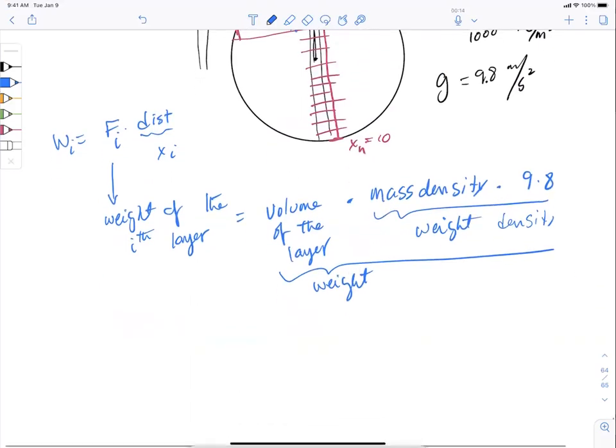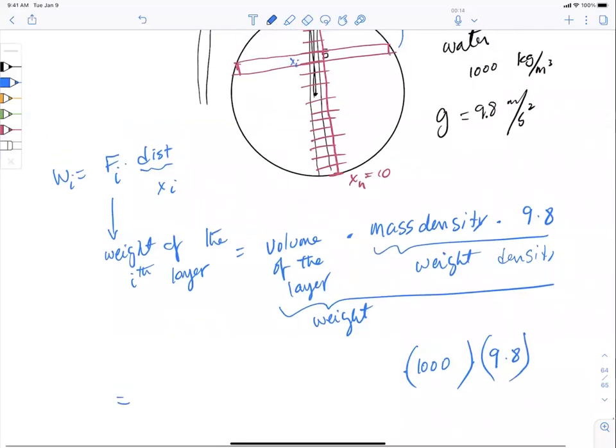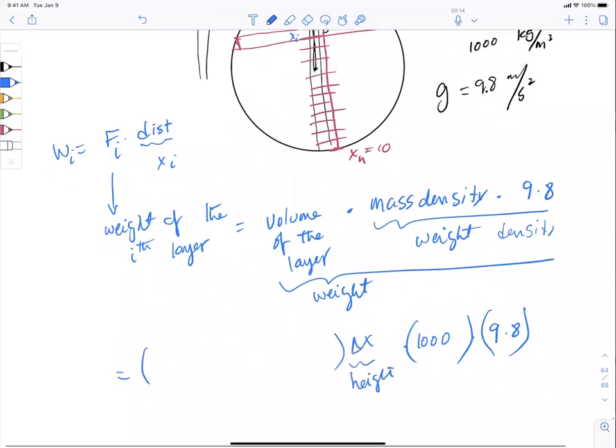Okay, so volume is the tricky part. Mass density, of course, is 1,000, and 9.8 is already here. So we need to figure out the volume part. The volume is delta x, which is your height, and now I have to multiply by the cross-sectional area.